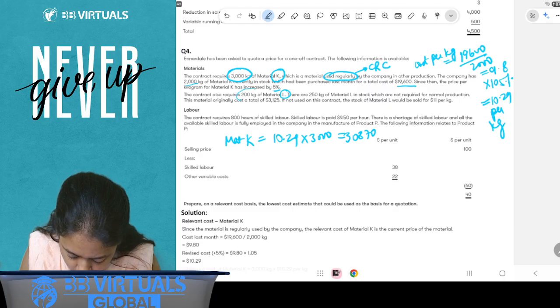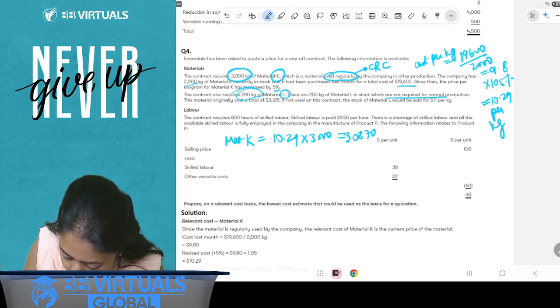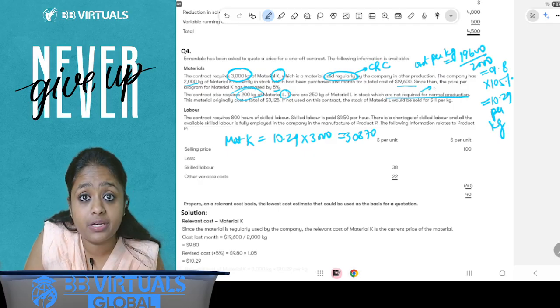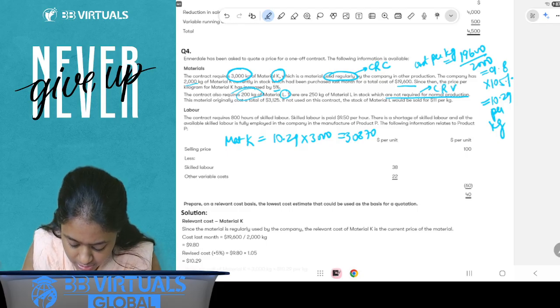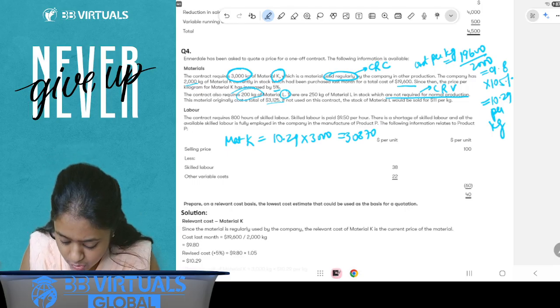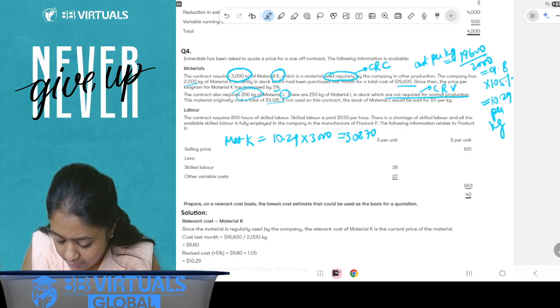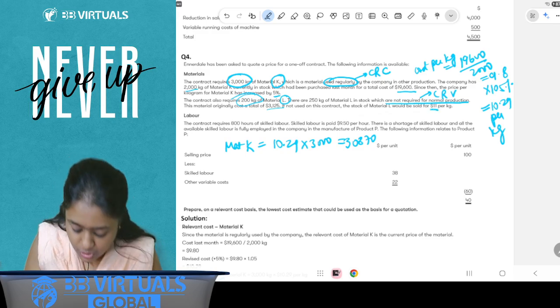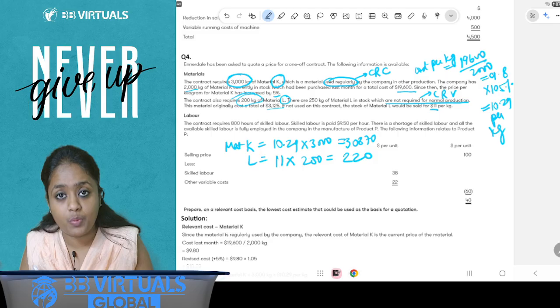Let's do the next one. L is required 200 kgs. There are 250 kgs of material in stock which are not required for normal production, not in regular use. We will take current resale value. The material originally cost 3125, not relevant. It's a sunk cost. It is not used on this contract. If not used on the contract, the stock of material will be sold for 11 per kg. So my relevant cost for material L will be 11 per kg multiplied by 200, which will be 220.